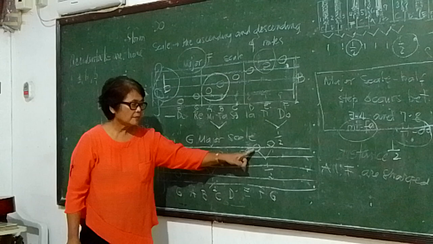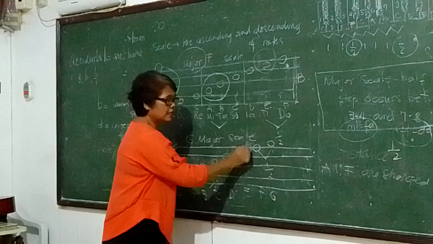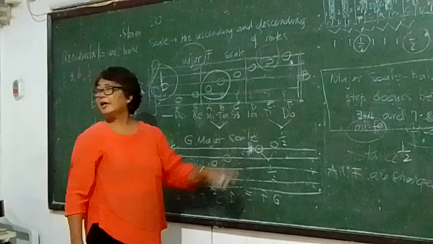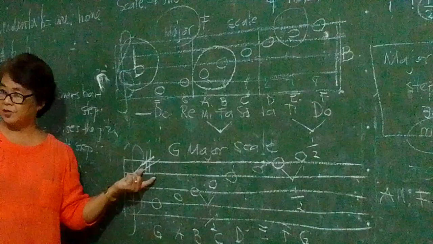From A to F, half step. What about F sharp? F sharp to G is a half step. So I took the sharp sign and put it at the beginning of the staff, and this becomes your key signature.